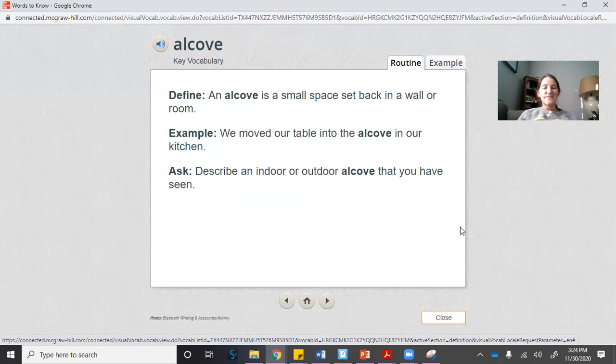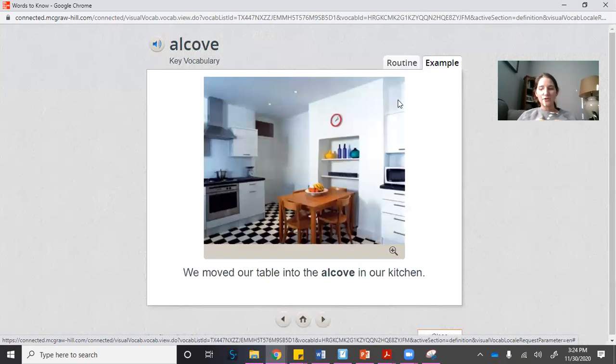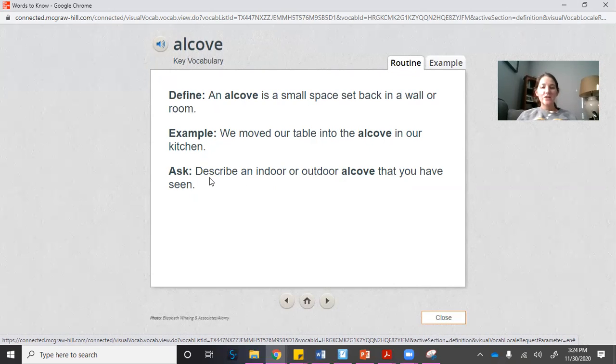Continuing on, we moved our table into the alcove of the kitchen, and this photo shows it perfectly. So this would be a little alcove. Describe an indoor or outdoor alcove that you have seen. So I would say Miss Christensen's old room would be a good example of an alcove.